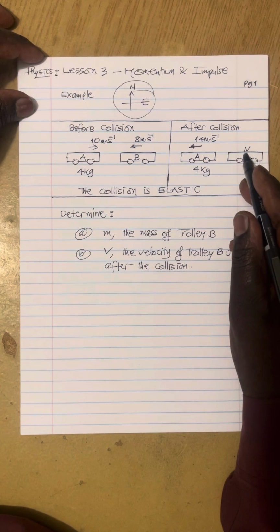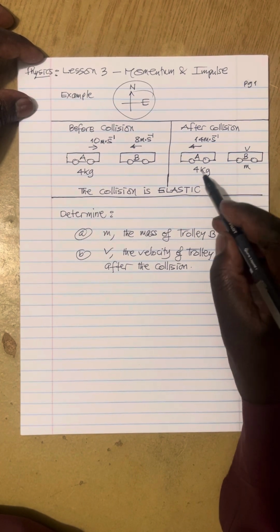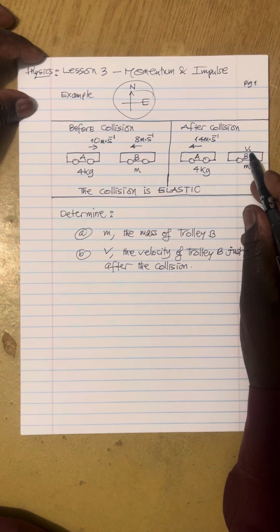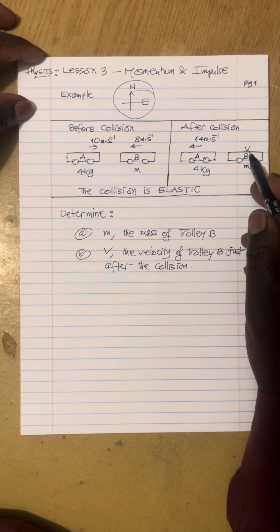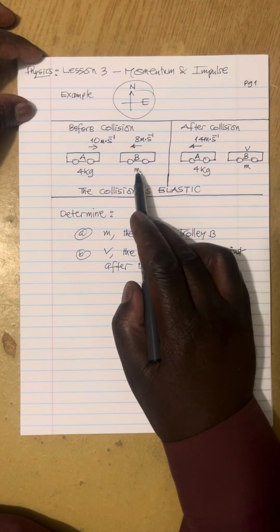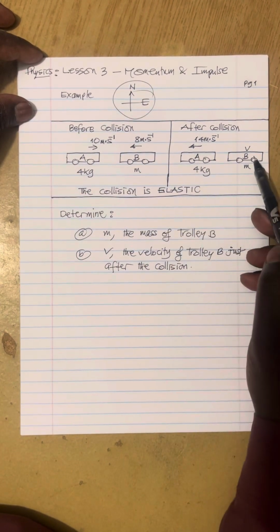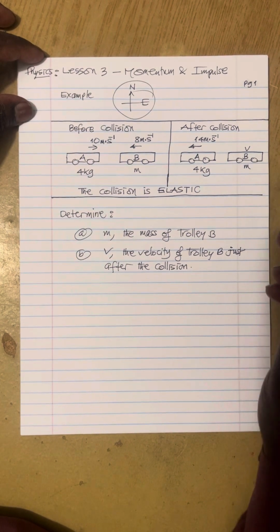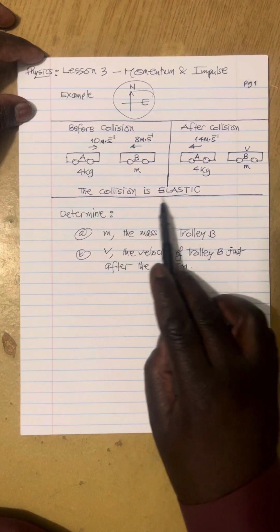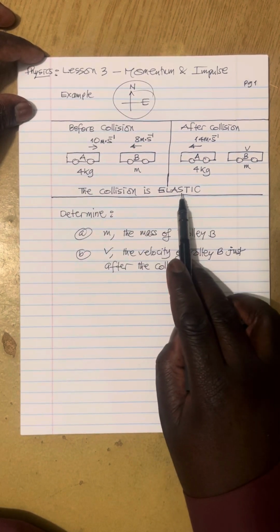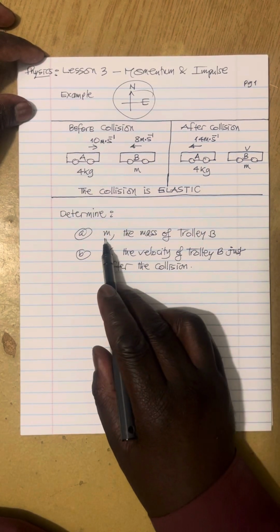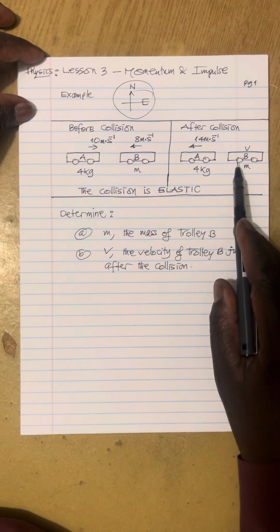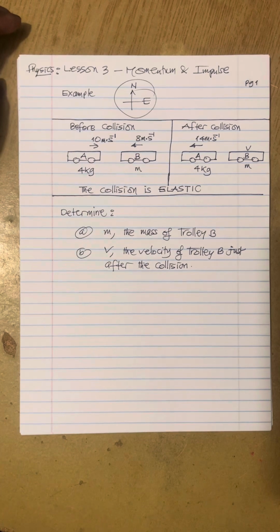We do not know whether it's moving west or east. The mass of trolley B is not given, and the final velocity of trolley B is also not given. But if you remember in that example, we had a mass here of 8 kg, and the final velocity of trolley B was actually 4 meters per second east. And I promised you that we would start from the fact that this collision is elastic and move backwards and determine the value of m, which is the mass of trolley B, and also the value of v, which is the velocity of trolley B just after collision.